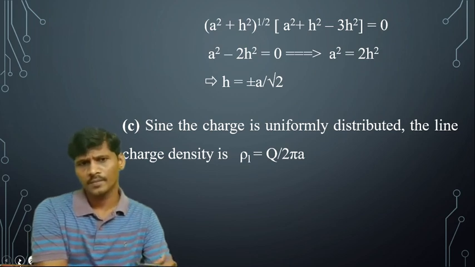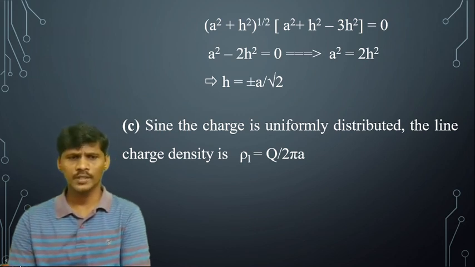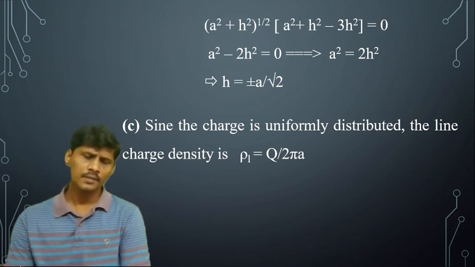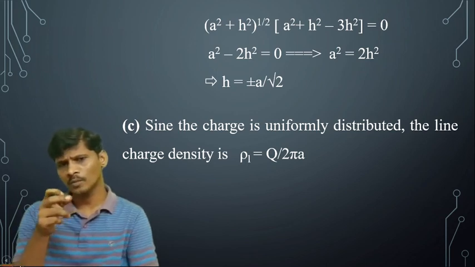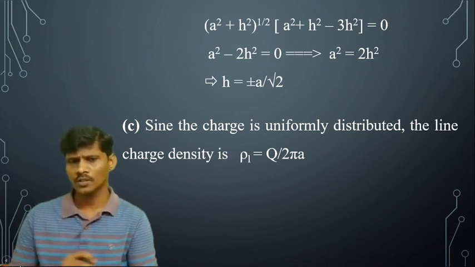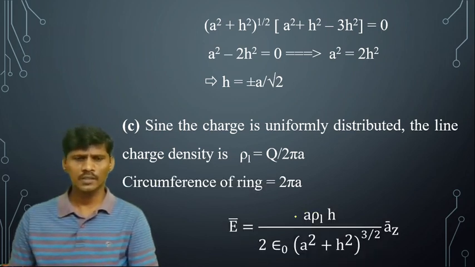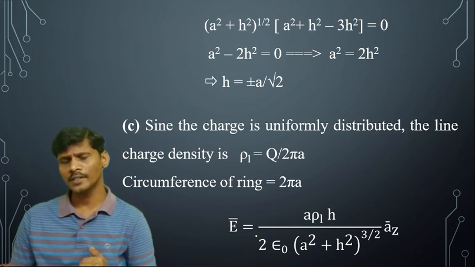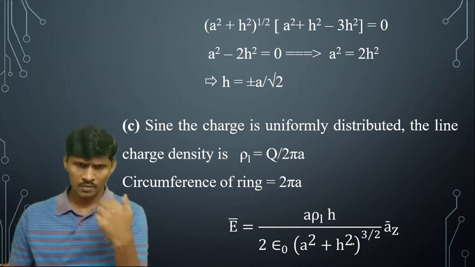And the third bit. Since the charge is uniformly distributed, the line charge density rho L is equal to q by the total length. Now here the charge is placed in the form of the ring. Because of that, the line charge density rho L is equal to q by 2 pi a, and 2 pi a is the circumference of the ring. Substituting into the first bit solution, we get the electric field intensity E bar is equal to a rho L h by 2 epsilon naught (a square plus h square) whole to the power 3 by 2 a z bar. This is the first bit solution.